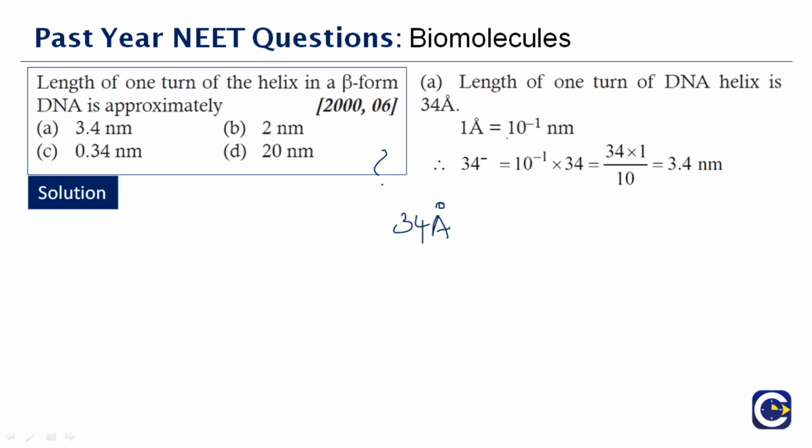When you take 34 as a common factor, it will come only once. That is what they have mentioned here, so you don't have to get confused. All you need to remember in this question is that 1 angstrom is equal to 10 to the power of minus 1 nanometer. Only if you know that value can you do the calculation, right?